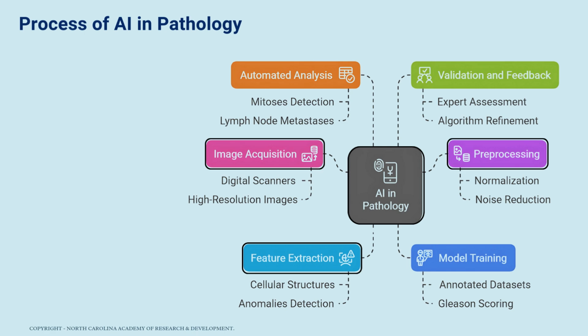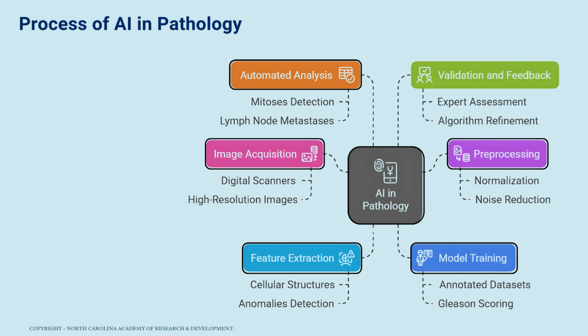The process moves to model training. Here, machine learning models are trained on annotated datasets where expert pathologists have labeled features and conditions. Whether it's identifying the Gleason score for prostate cancer or spotting intratumoral heterogeneity, the AI learns the characteristics of various diseases. Once trained, the AI performs automated analysis on new tissue samples. It can detect mitoses, quantify cells through segmentation, and even identify lymph node metastases with impressive accuracy.